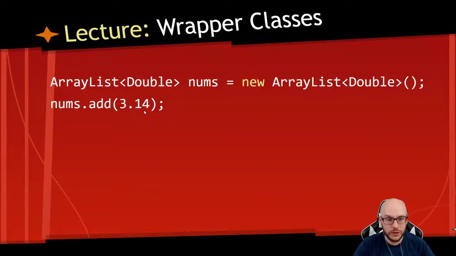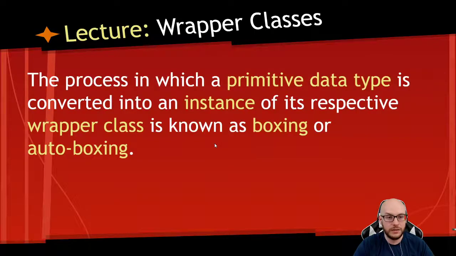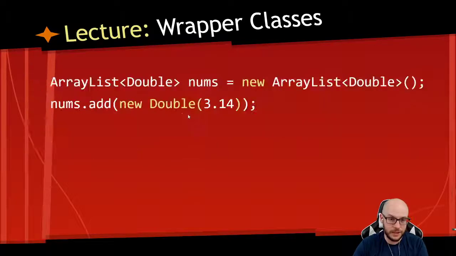So whenever we're doing this, what's going on behind the scenes is this. We're calling the Double constructor. We're creating a new Double object, and we're using the value that we wanted to add as a parameter to this call to the constructor. Right? That's going to create a Double object, and then that's what is being added. This is going to create a new Double object right here, and I'm saying let's add that to nums.